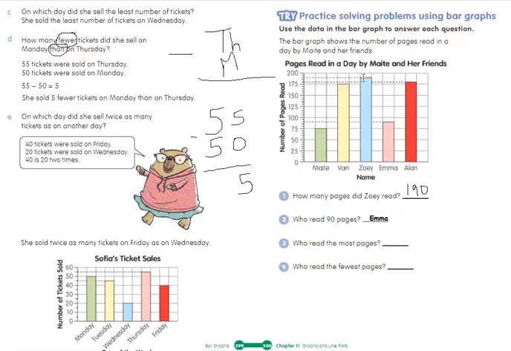Who read the most pages? Well, we got to go all the way to the top. Who has the highest bar? Zoe. So Zoe read the most pages. Who read the fewest pages? Smallest bar? Maddie.